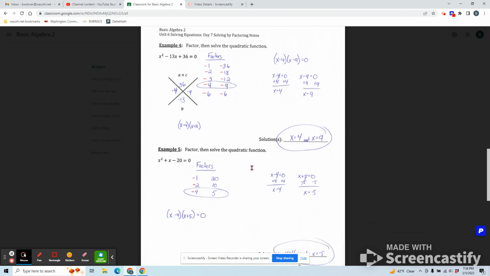The remaining 2 are the exact same concept, different numbers. List your factors, figure out what your signs are, figure out which ones add to give you the middle number, and then set your factors equal to 0 and solve.